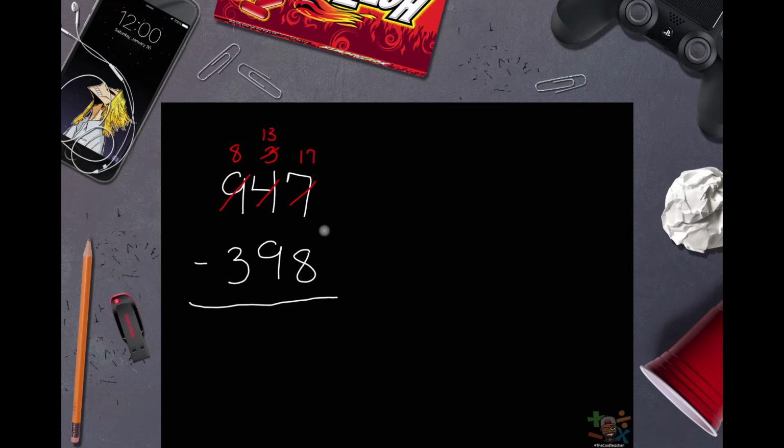Now, if I look at all of this, all of these can be done properly. Okay? Now, I can do 17 minus 8. I can do 13 minus 9. And I can go ahead and do 8 minus 3. All right, so let's go ahead and get that done. 17 minus 8, that is going to be 9. 13 minus 9, that is going to be 4. And 8 minus 3, that's going to be 5. So my answer is 549.